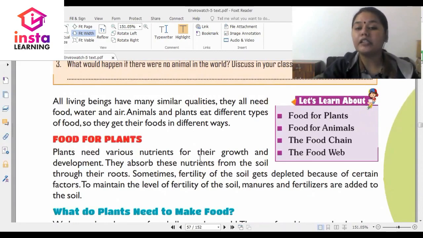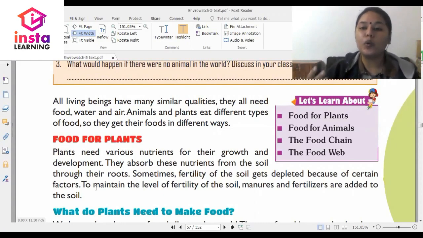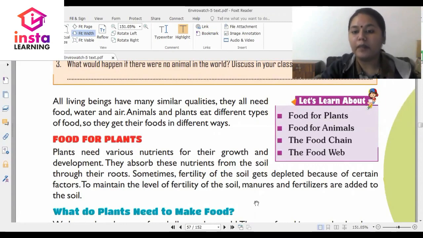Plants need various nutrients for their growth and development. They absorb these nutrients from the soil through their roots. Sometimes fertility of the soil gets depleted because of certain factors. Depleted means something that gets ruined, something that loses its quality. To maintain the level of fertility of the soil, manures and fertilizers are added to the soil.